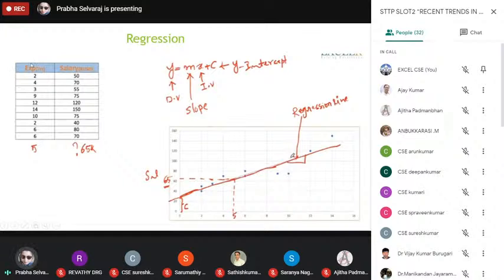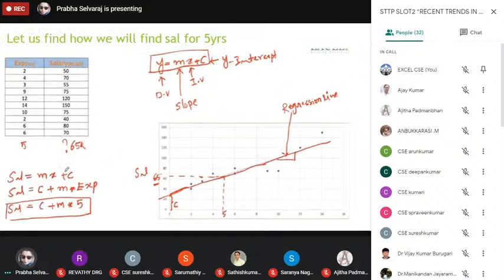So I'm going to draw a scatter plot and draw a linear regression line in such a way that all the data points are close to this line. Now, if I give 5 years as experience, let us find how we will find the salary for 5 years. I have a formula. I know the X and I know Y from my data set. I have to train it and then I have to find out the value for it.